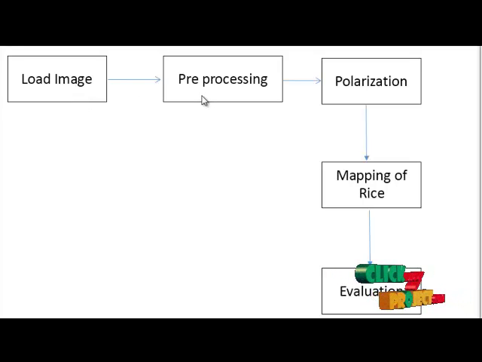Then we will go for pre-processing. In pre-processing, in our paper they are using a Lee filter, but here we are using a Gaussian filter to remove the noises. Noise is nothing but any undesired information that contaminates an image. These noises are removed using some types of filters. Here we are using a Gaussian filter to remove the noises.